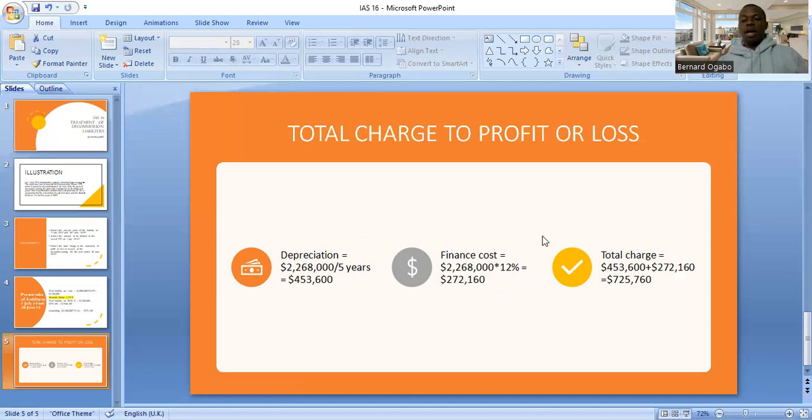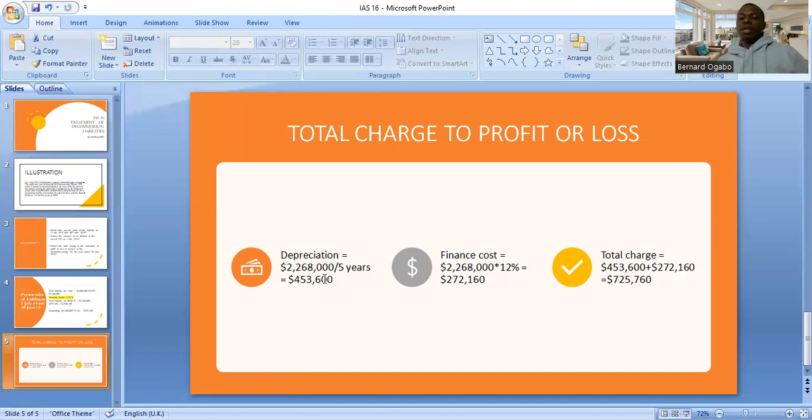But if you were asked this question in a multiple choice or constructed response question in exams for ACCA or any professional exams body, and they ask you for the total charge, you find the finance cost separately, depreciation separately, and you add the two together, and you should have this amount. But if they ask you for finance cost alone, that is how to do it. If you are asked for depreciation alone, that is how to do it.